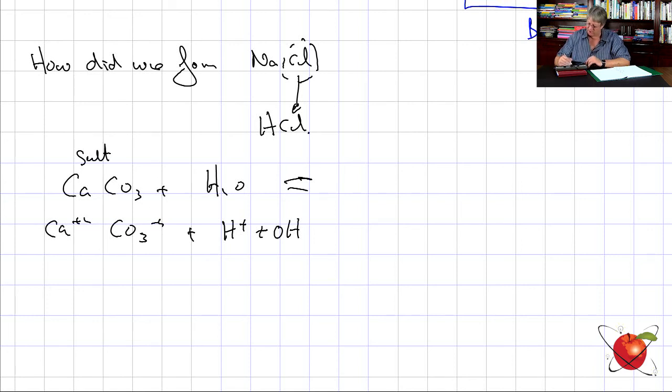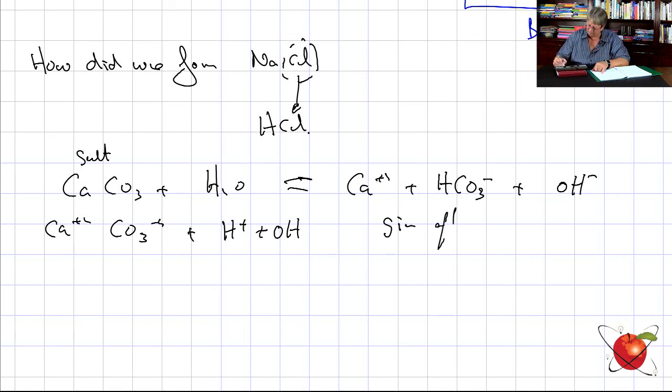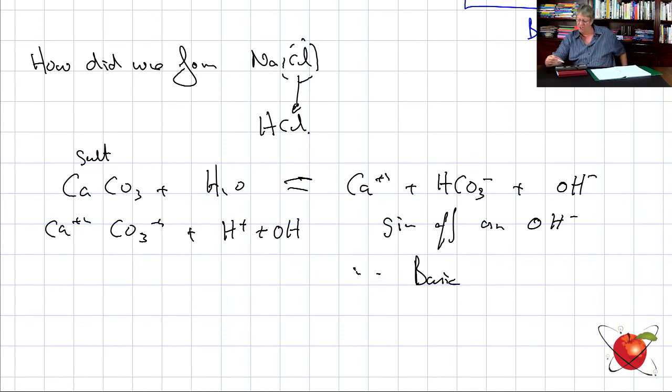And what do we get? We actually get a reaction. Normally that would go to that. But what do we get? We get Ca2+ plus HCO3- plus OH-. It has given off an OH-. Therefore, it's basic. So when we put the salt in the water, we can see under hydrolysis, it's caused the solution to become basic because this OH- is now free.